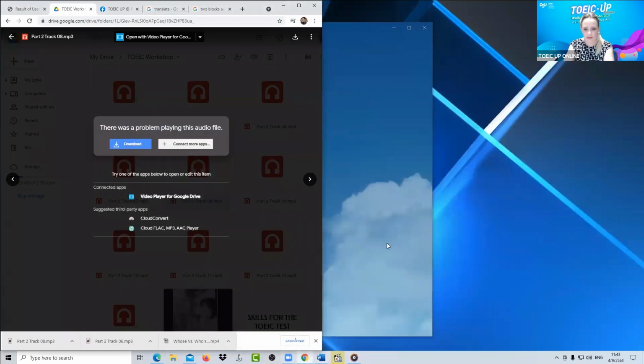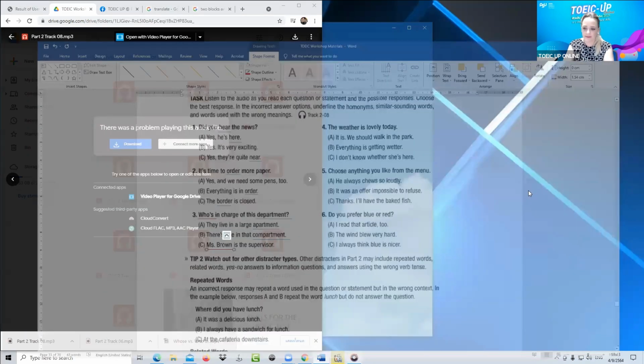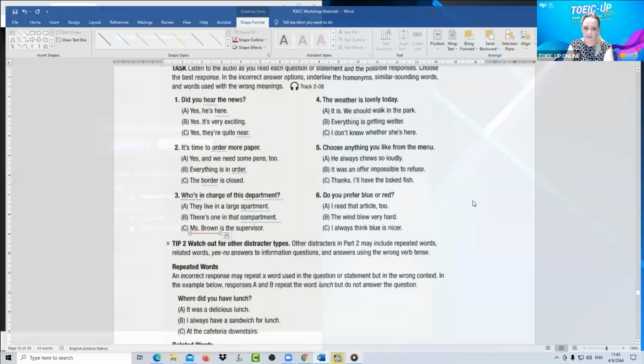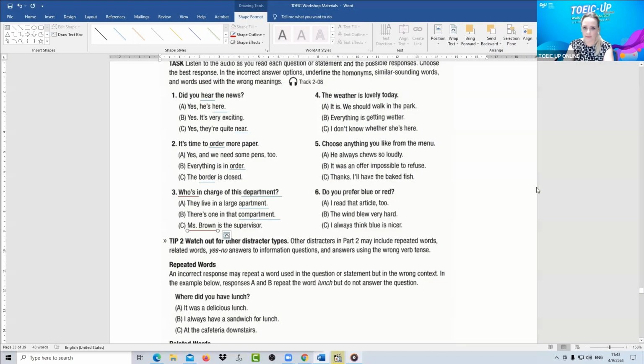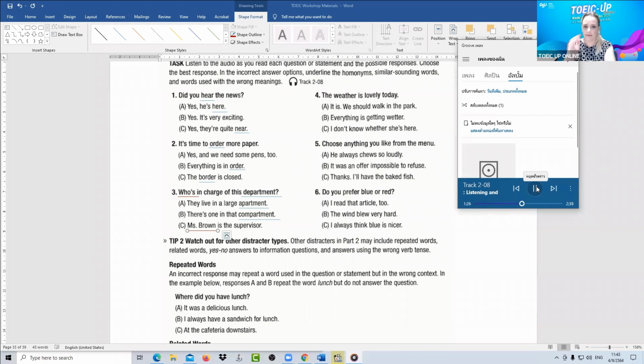Number 4. The weather is lovely today. A. It is. We should walk in the park. B. Everything is getting wetter. C. I don't know whether she's here.